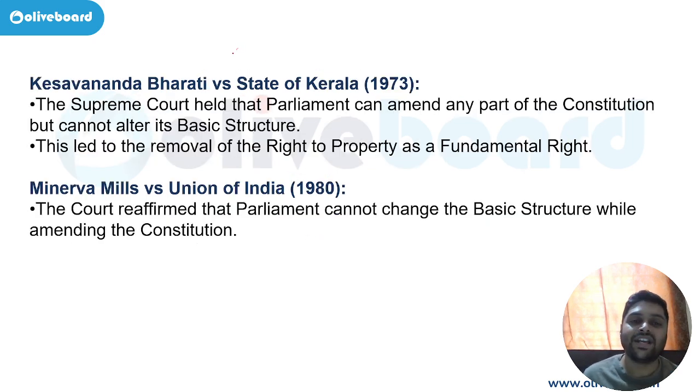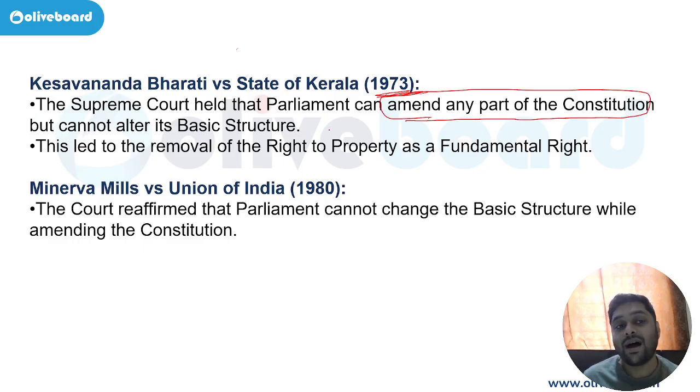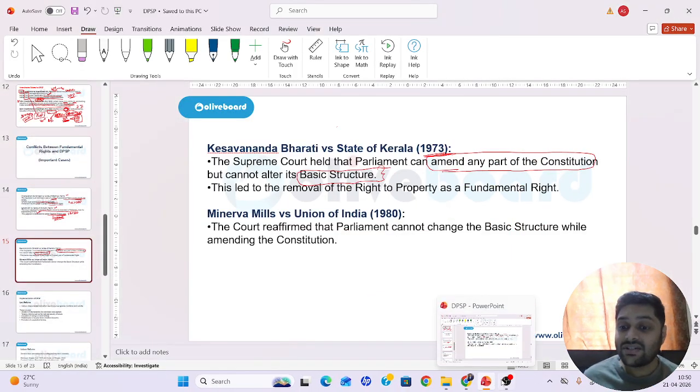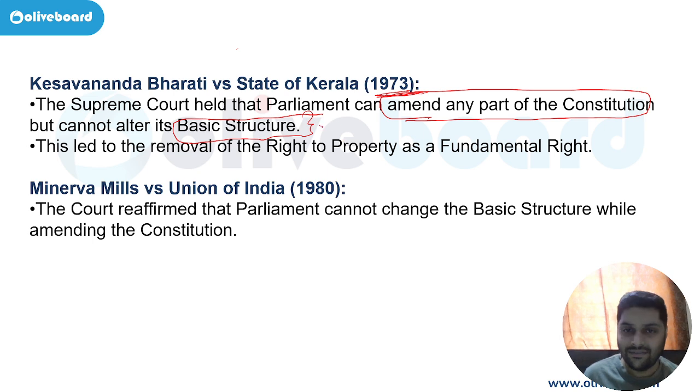Then came the Kesavananda Bharati case of 1973, the most historic case. The Supreme Court held that Parliament can amend any part of the Constitution, but it cannot alter the basic structure. There is a basic structure which everyone has to adhere to. Now, if you ask, sir, what is this basic structure? Is it defined in the Constitution? No, not defined. By multiple cases, they have laid down some important principles as the basic structure.